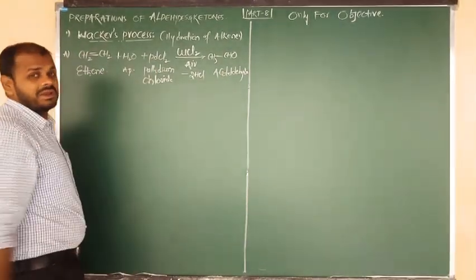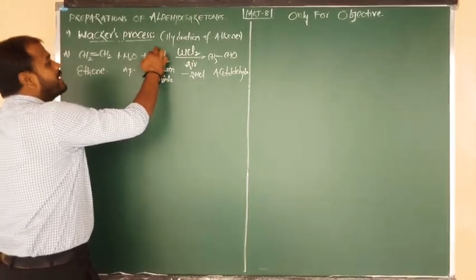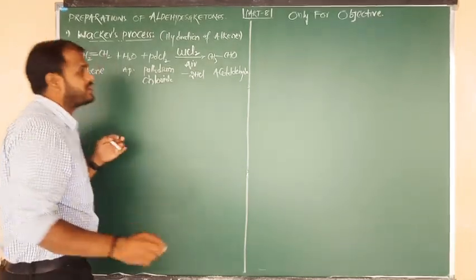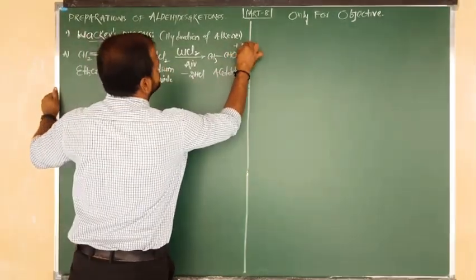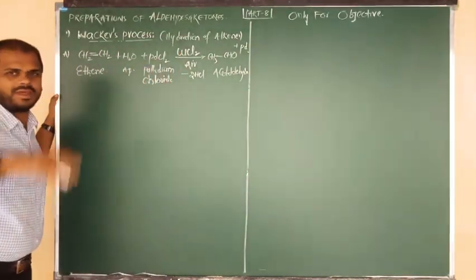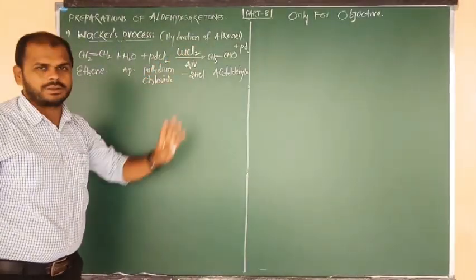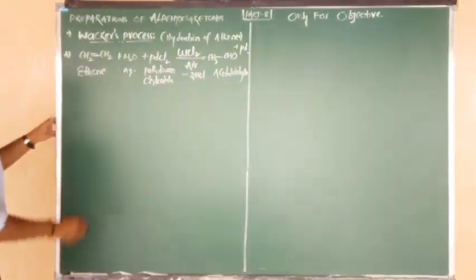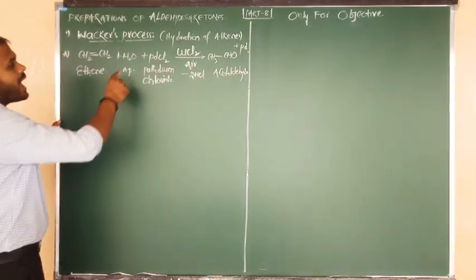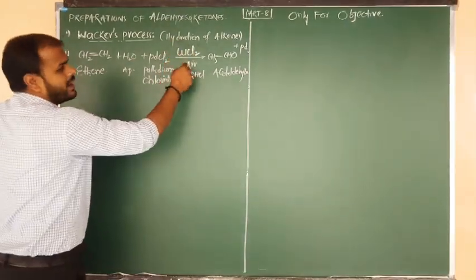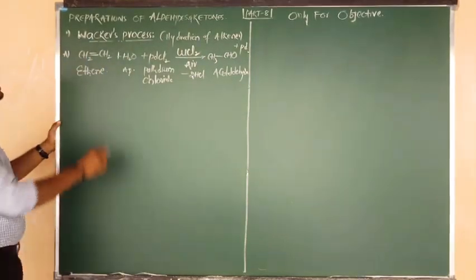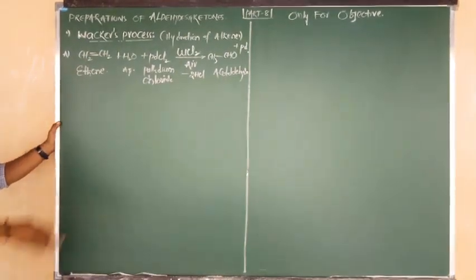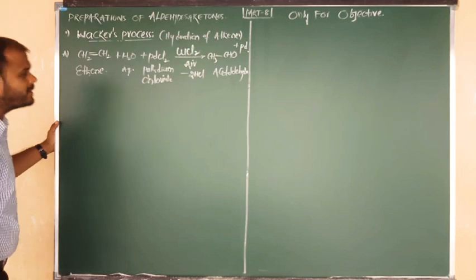Here PdCl2 is there, so palladium has a plus 2 charge. In this reaction, palladium chloride undergoes reduction: PdCl2 gets reduced into palladium metal, write Pd. The reaction is over. CuCl2, cupric chloride, acts only as a supporting solvent. Remember, Wacker's reagent is aqueous palladium chloride and cupric chloride. Alkene or ethene on reaction with Wacker's reagent gives the aldehyde, acetaldehyde.